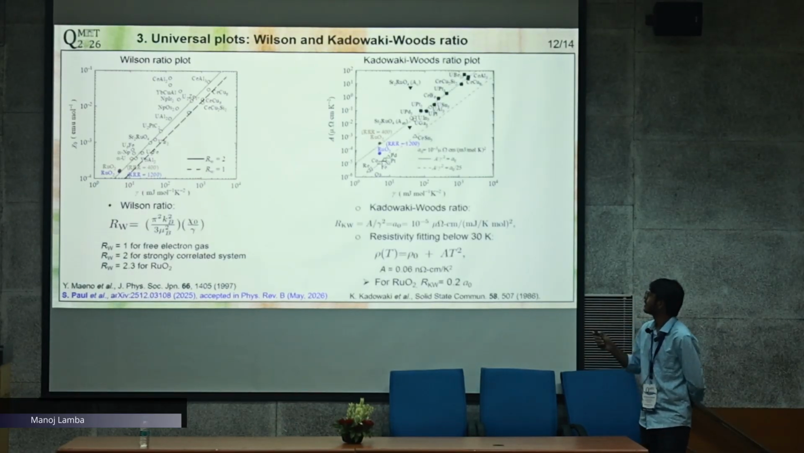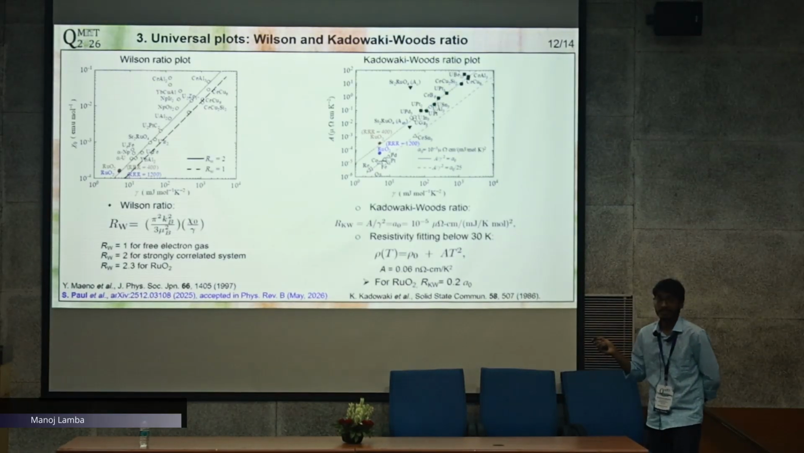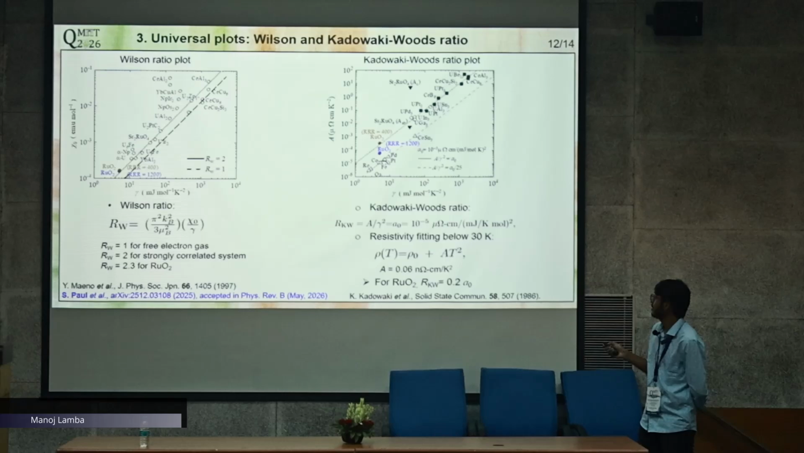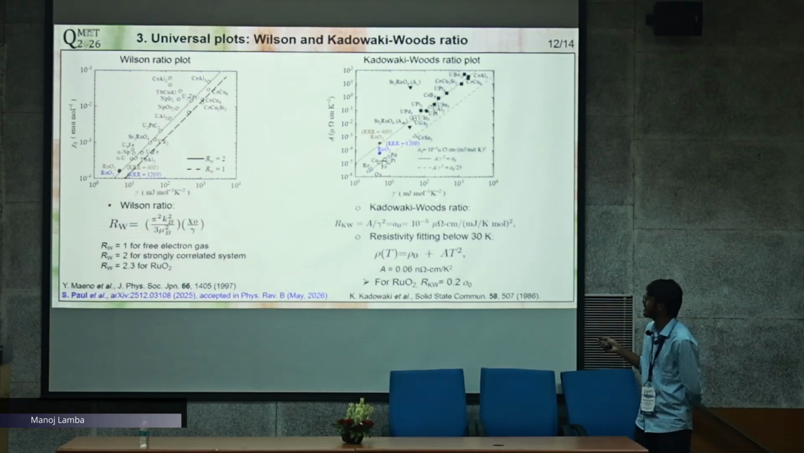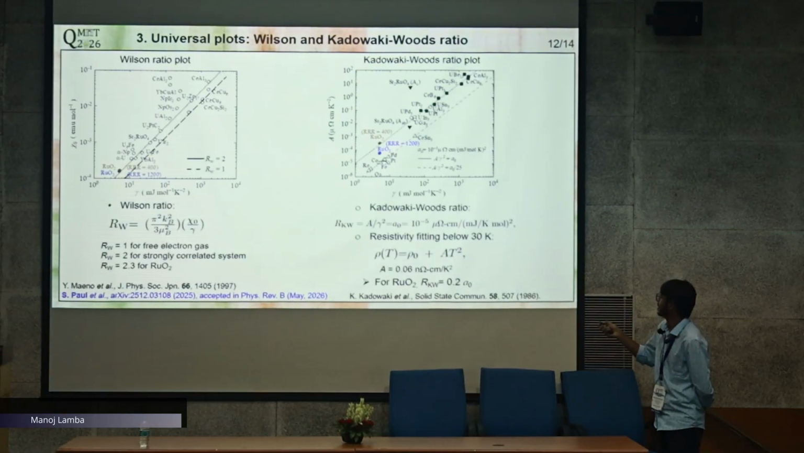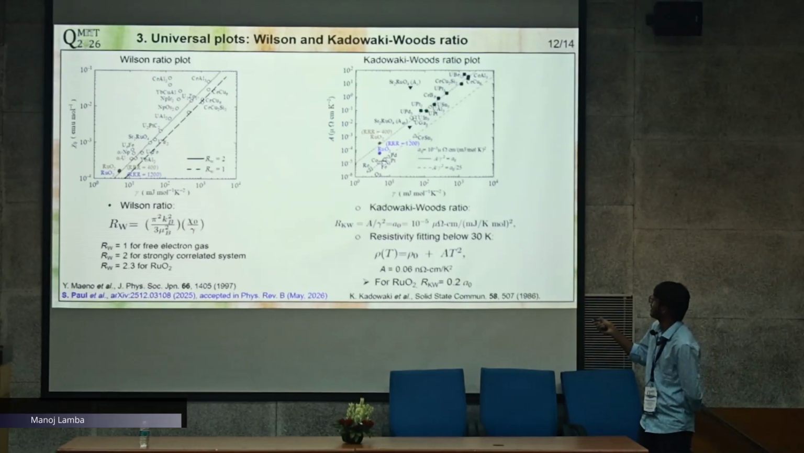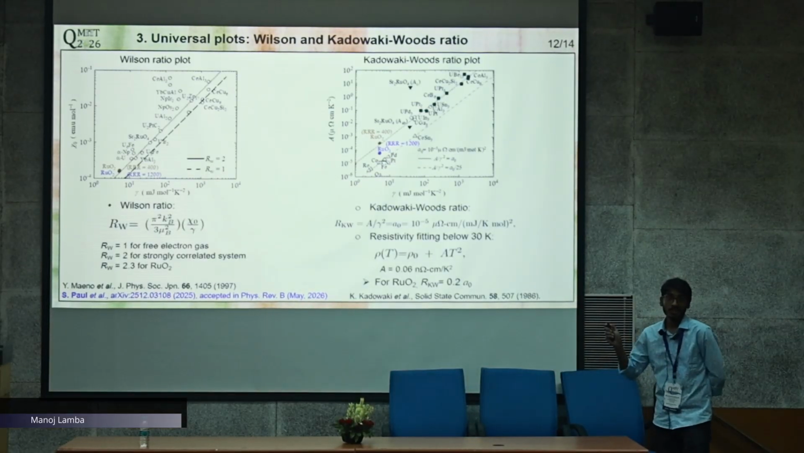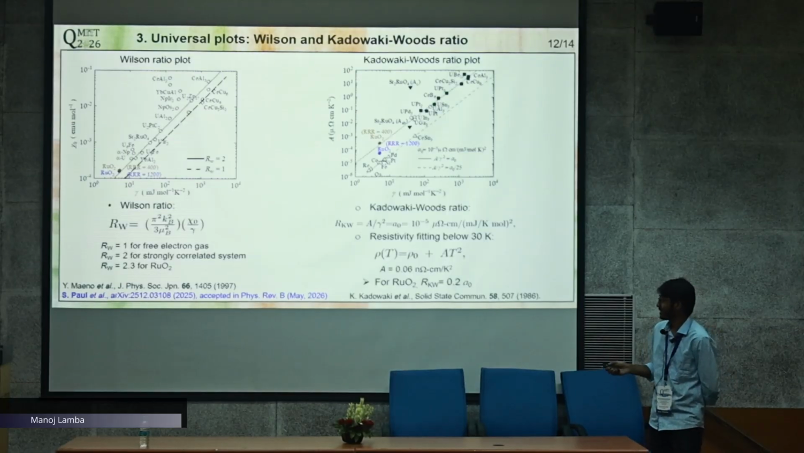Now there is another universal plot which is called the Kadowaki-Woods ratio. This is from the transport perspective. This is the log-log plot of A over gamma. Gamma is the Sommerfeld coefficient, and A is the resistivity coefficient of the T-square term, and this is the 0.2, and with increasing crystal quality, this is moving towards the free electron gas. So that means this ruthenium dioxide is a weakly correlated Fermi liquid system.